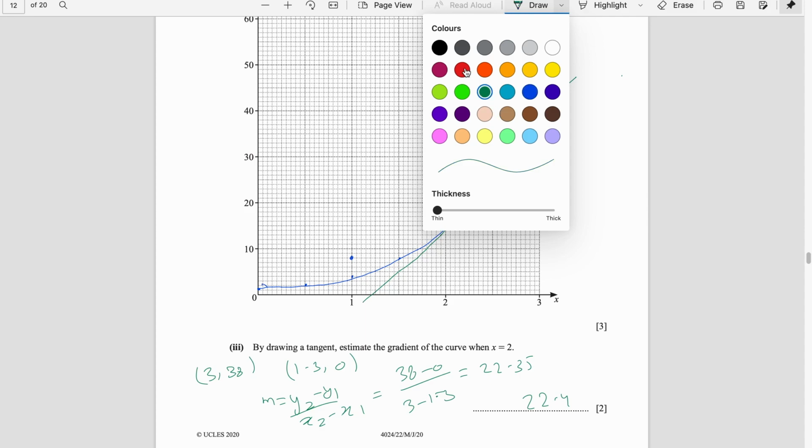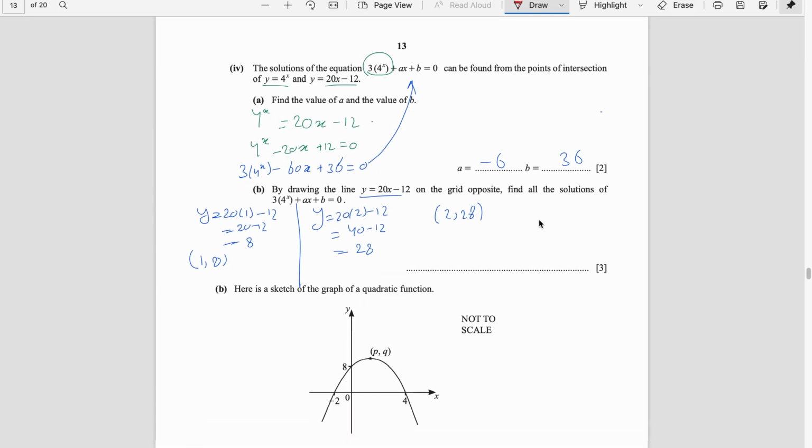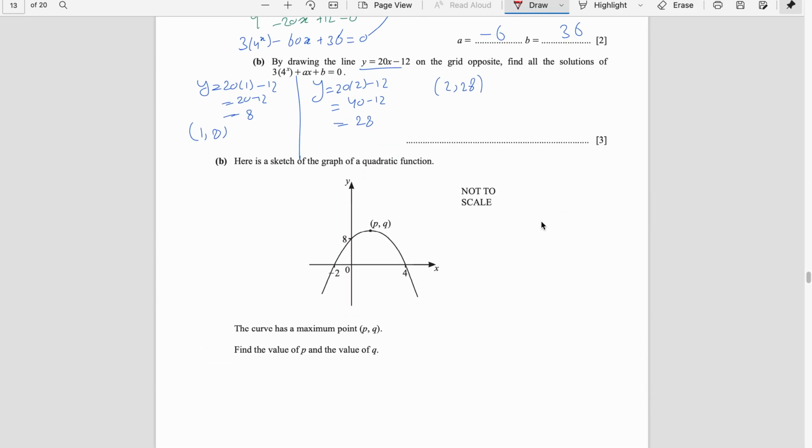Use pencil and ruler only to draw this line, and the points of intersection on x-axis would be your answer, and I'm getting 0.75 and 2.70. Hence sketch the graph of the quadratic function.